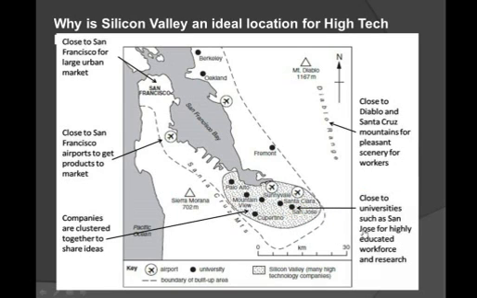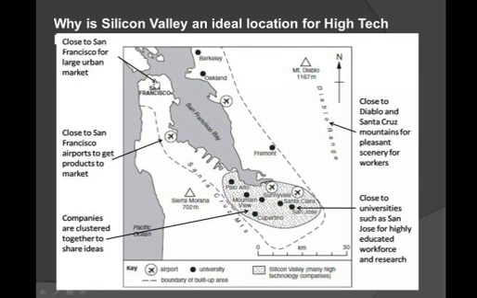Close to universities such as San Jose, in California they call it San Jose, for highly educated workforce and research. So definitely, this being a high-tech industrial zone, it requires that people are highly educated. So the university provides highly educated people who work in these industries, and then a lot of research is also being done around the university for improvements in whatever they do.